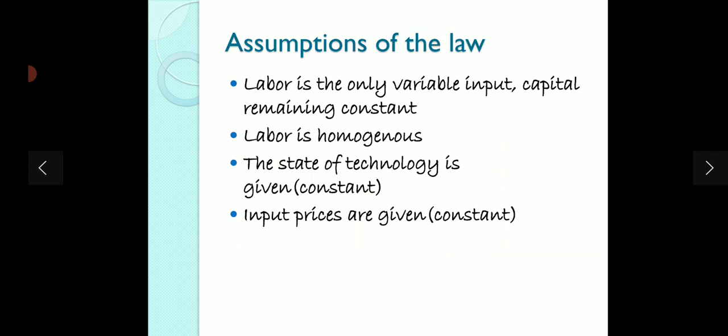Now, there are certain basic assumptions to the law. Since this is microeconomics, to simplify things, we take certain assumptions. So assumptions are: number one, labor is the only variable input, capital is fixed, labor is homogeneous. That means every unit of labor that I employ is exactly the same. Their efficiency is the same, their wages are the same. So labor is homogeneous in nature. Technology is given, prices are given, everything else is constant. So these are some basic assumptions that we take for the law. Let's understand how we represent this law on the graph.